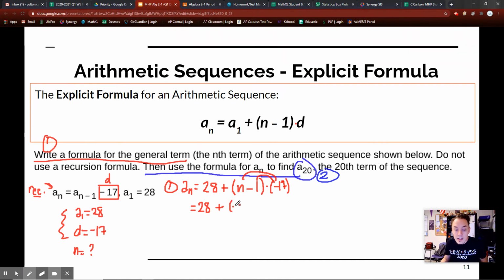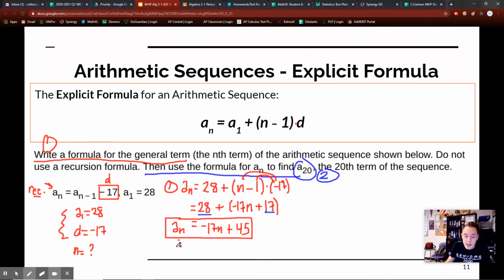So I have right here negative 17n, negative 17 times the n, plus, because negative 1 times negative 17 is a plus, so I have a plus 17 here. Now, since we don't need the parentheses anymore, I can just combine like terms. What are my like terms? I have 28 and then 17, and then just the negative 17n doesn't combine with anything. So I have negative 17n and then plus 45. What's my general term formula? This thing right here. And I'll even write that. This is what we call the general term formula. Now, Math Excel will ask you for this. They will actually ask you for this.